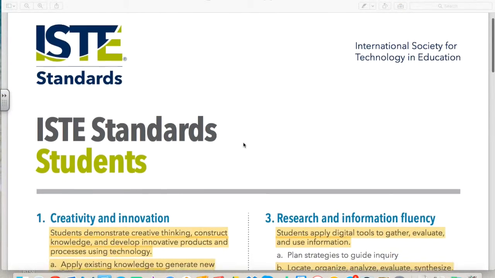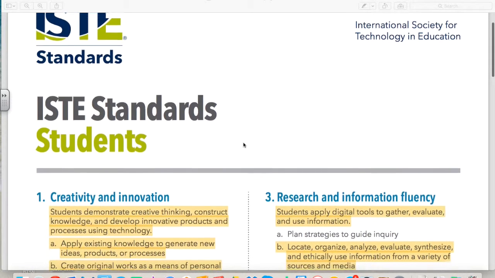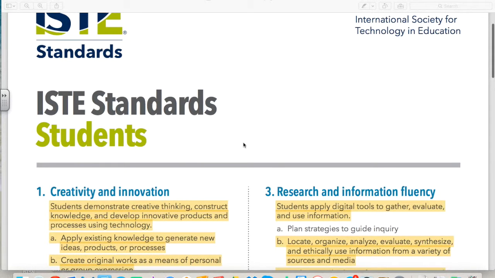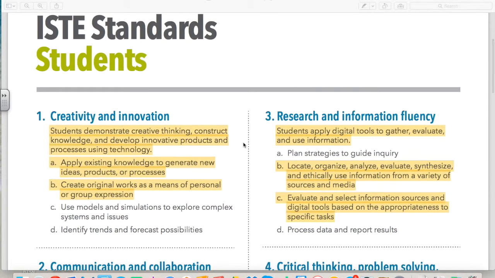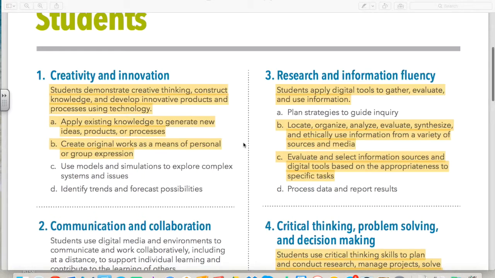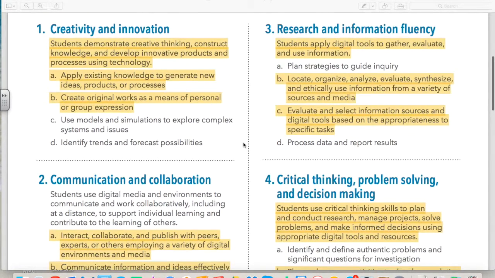These are the ISTE standards for students. ISTE stands for the International Society for Technology and Education. The standards that you see highlighted here are the ones that this project was designed to meet.